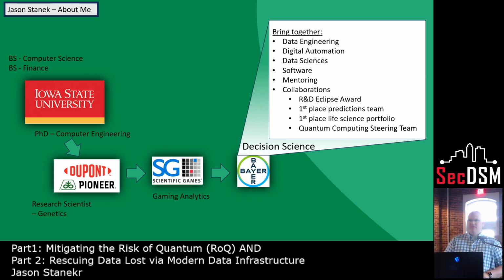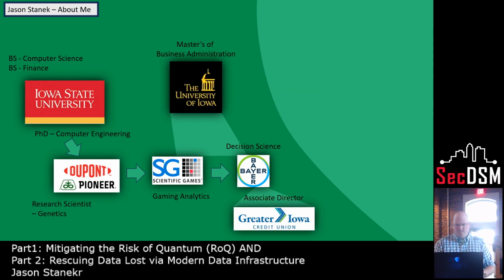After Scientific Games, I worked at Bayer Crop Science doing a number of different things: data engineering, digital automation, software engineering, cloud engineering, a lot of different things, including getting involved with some leadership activities, doing mentoring, and a number of collaborations. Along the way, I ended up getting a master's of business administration, and I also worked as an associate director for the board of directors of Greater Iowa Credit Union.